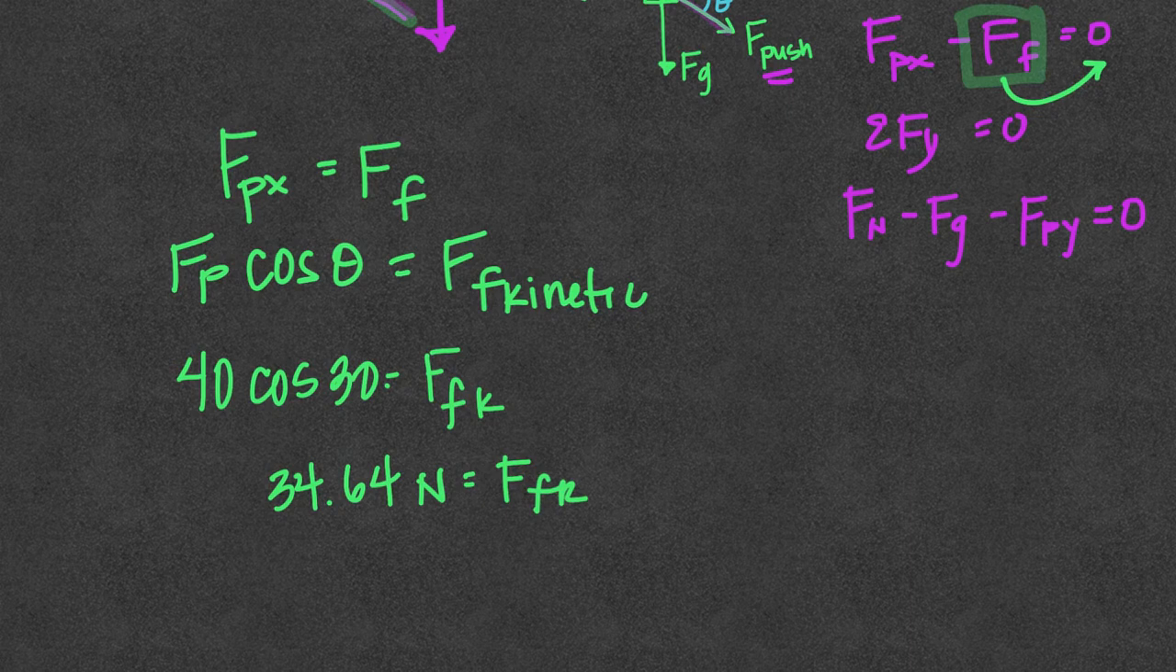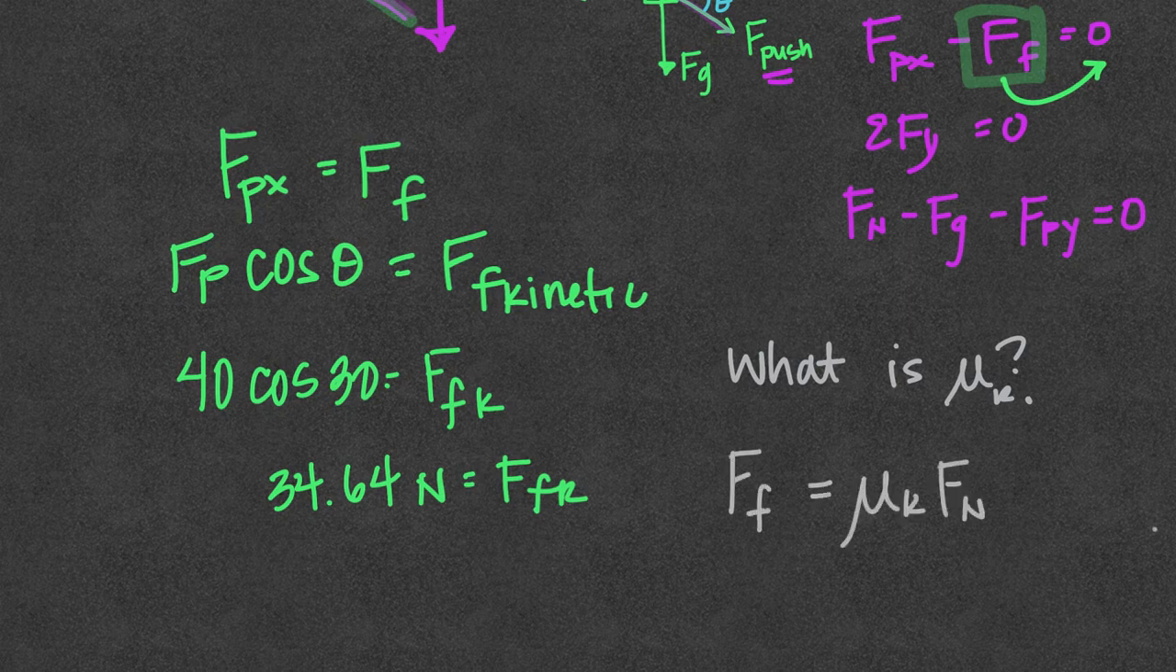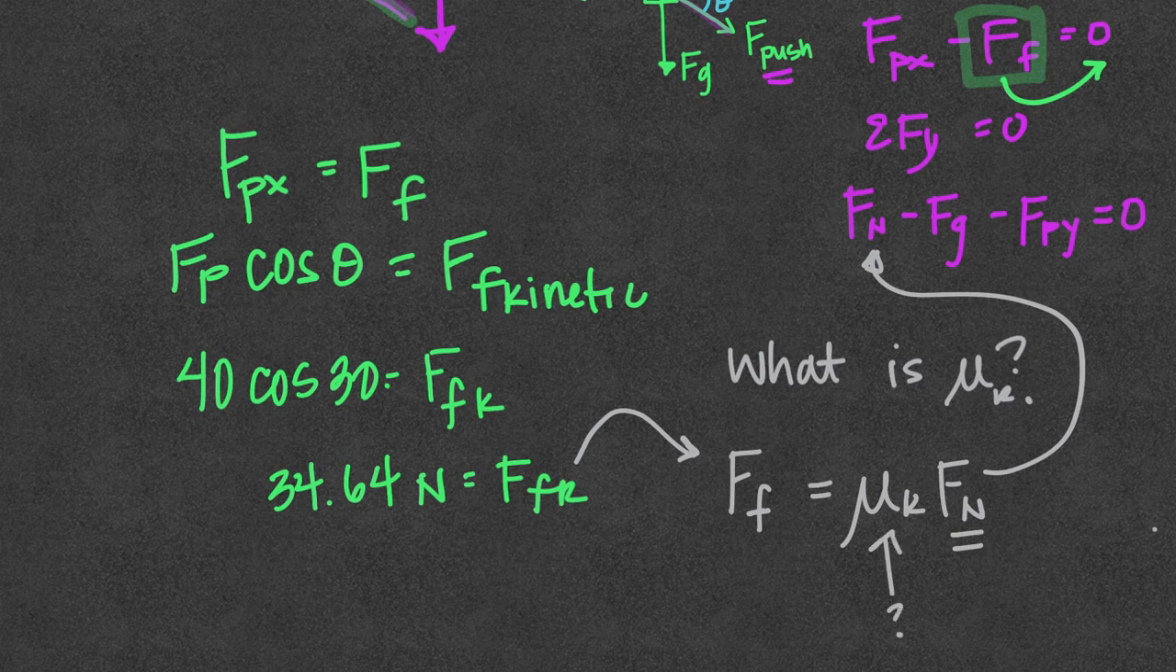My next question is, what is the coefficient of friction? So what is mu kinetic? So if the force friction is equal to mu times normal, then if I can find my normal force, which was in this equation up here, and I have the force friction, then I should be able to find my coefficient of kinetic friction. So let's start by finding what is the normal force acting on the system.